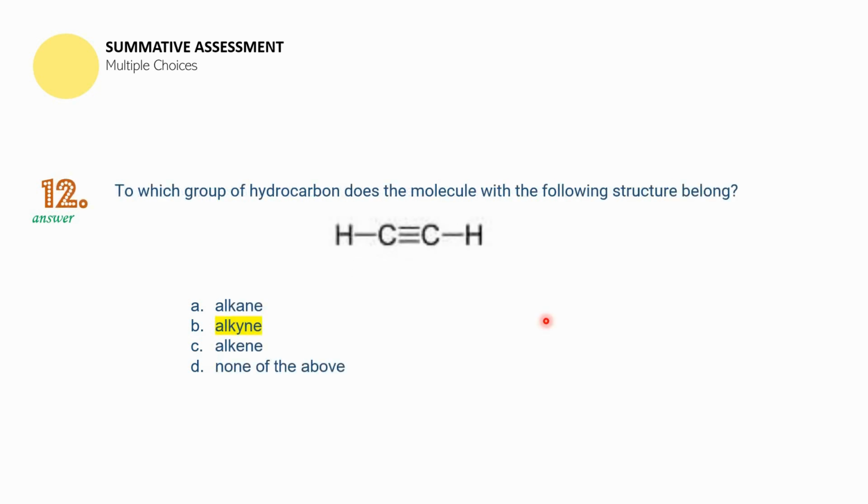Question number 12, the answer is alkyne. Okay, remember, it has this triple bond. Since it has two carbons, this is what we call ethine. I did not read it a while ago because it will lead you to the answer. Ethine sounds like alkyne, so it must be the carbons. So I'm still hoping that you got the answer correctly.